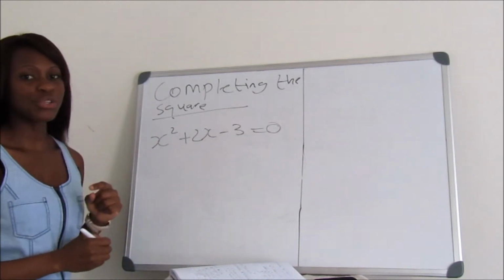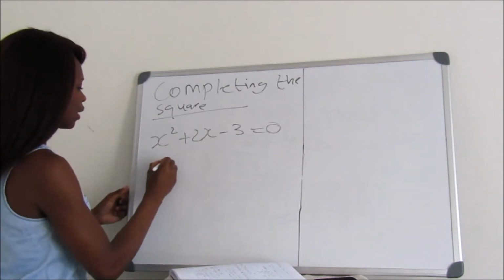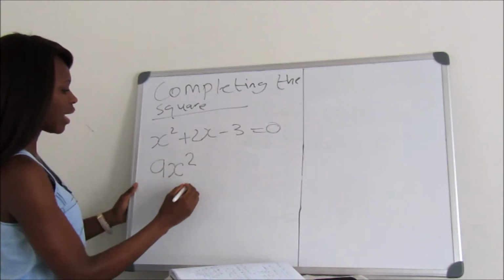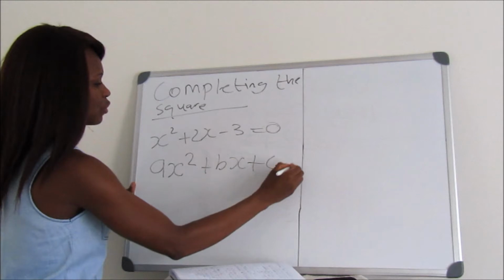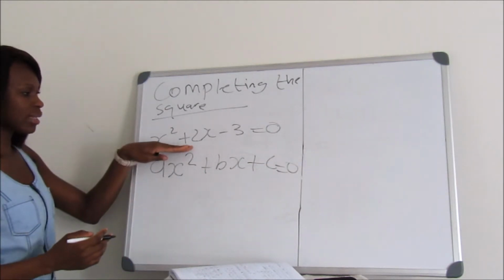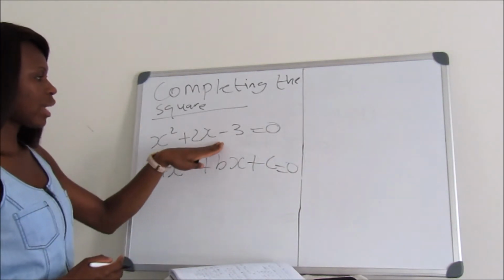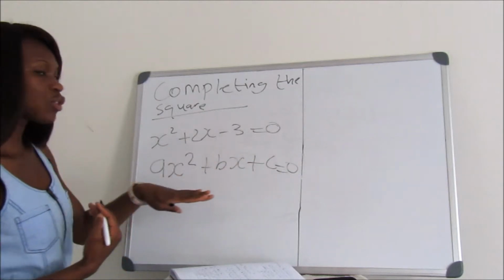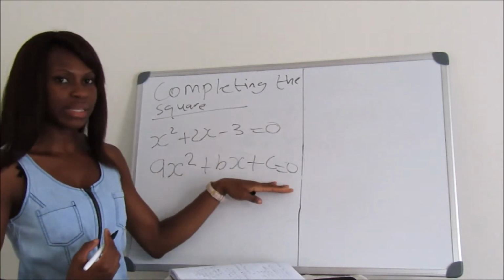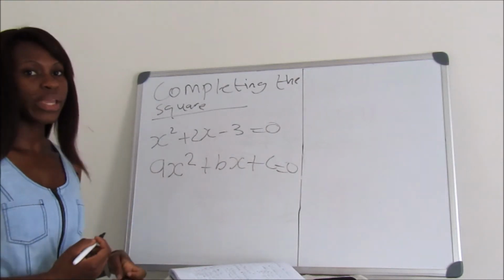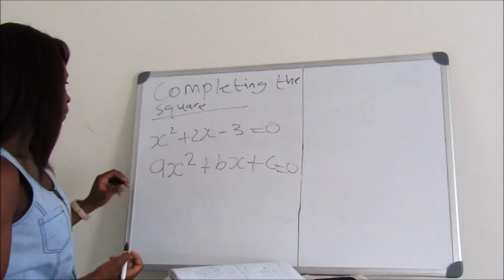The first step is to make sure that your equation is in the standard form of ax squared plus bx plus c is equal to 0. If we look at this equation, x squared plus 2x minus 3 is equal to 0, it's already in the standard form, so we can start completing the square from here.